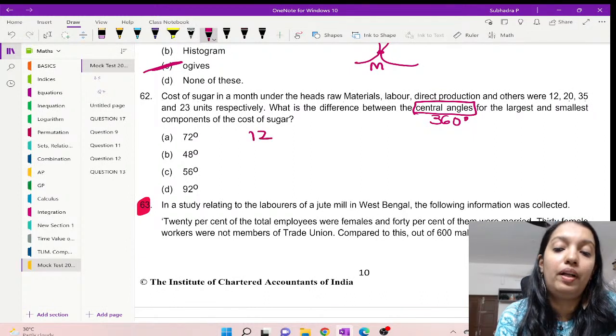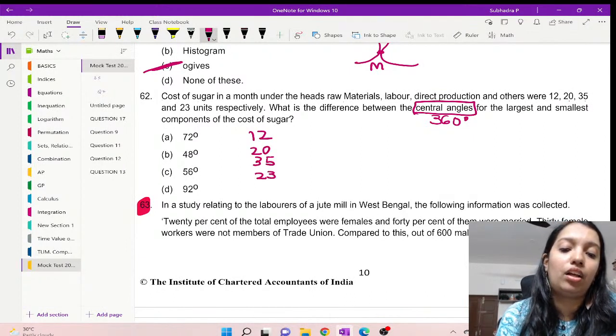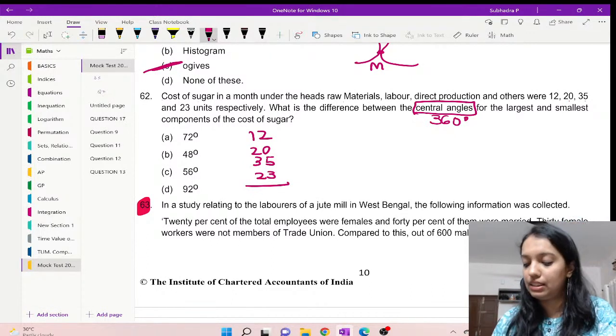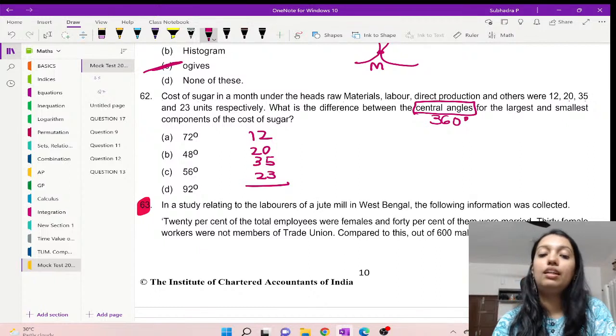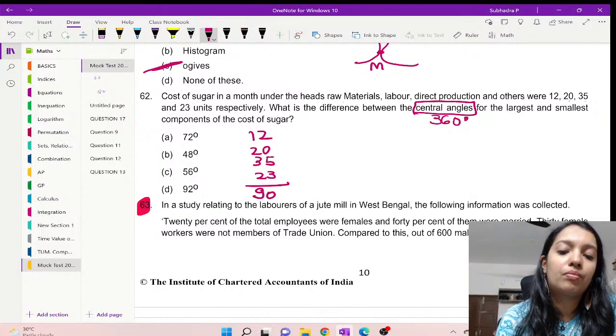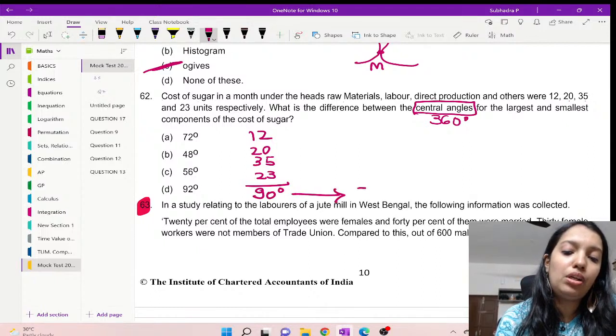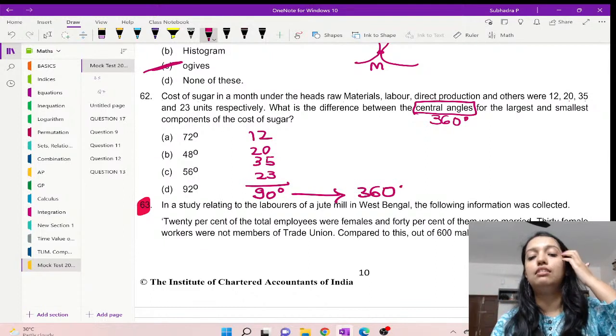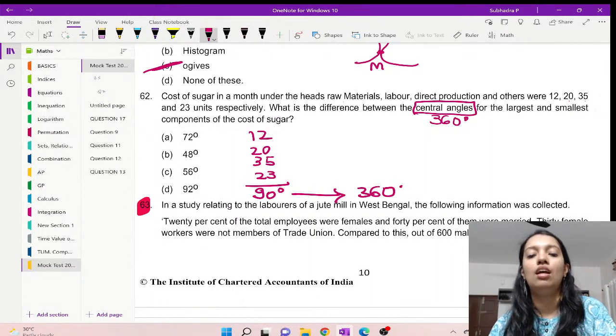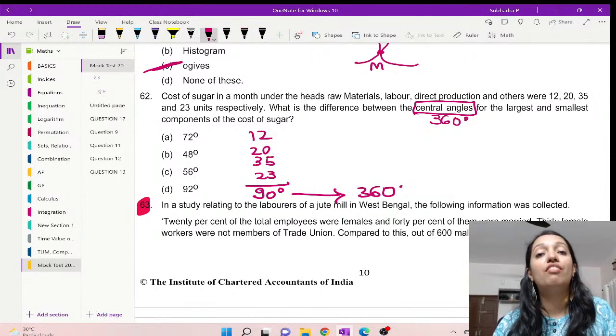12, 20, 35, 23. What is the total? Please take your calculator and check. I am getting it to be 90. This 90 you equate to 360 degrees, because that is the total of all the angles. You will get the angle for each and every component.